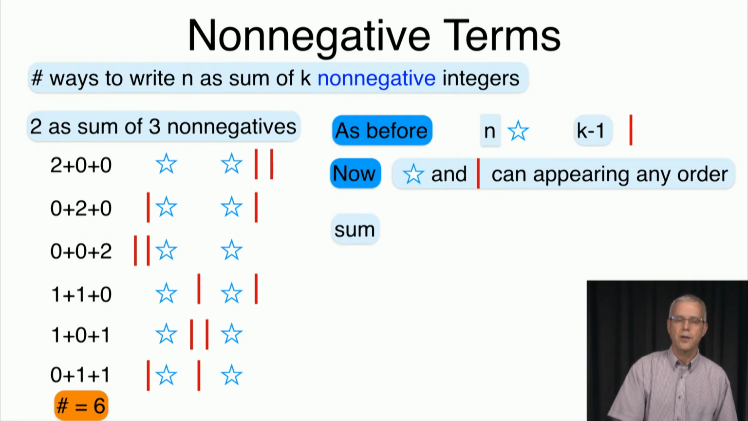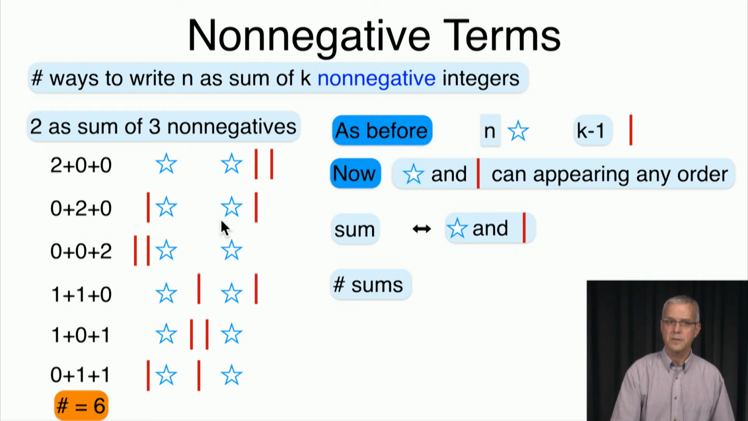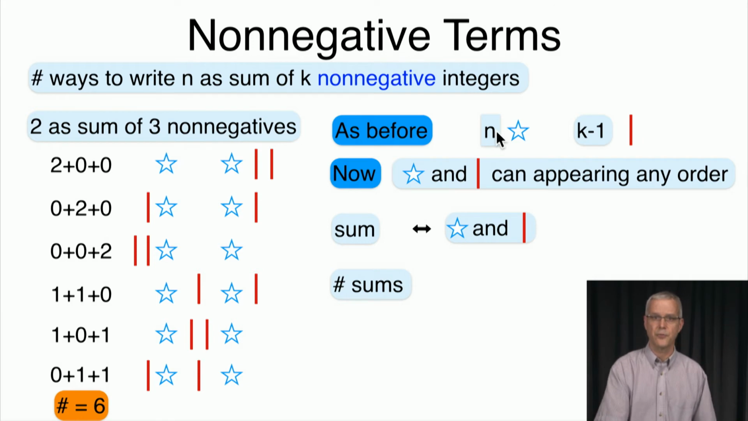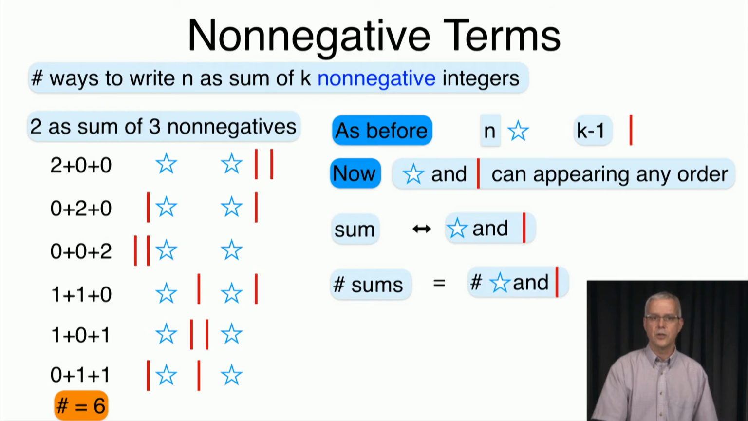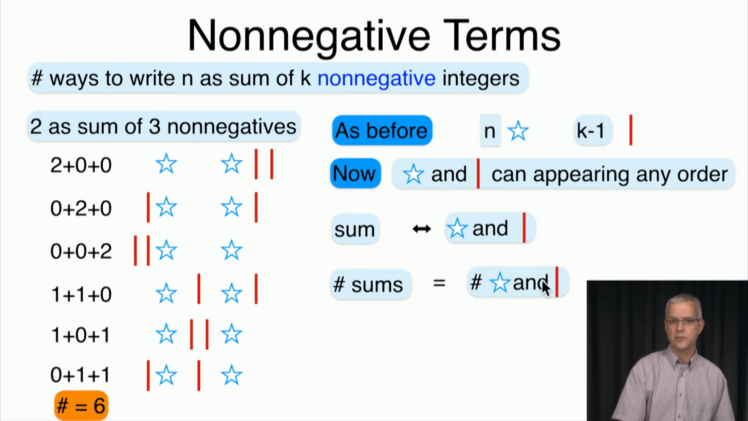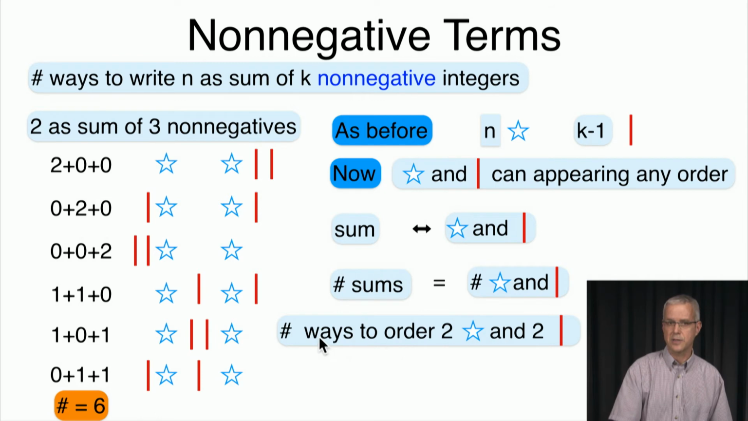Okay, so therefore we see that every sum corresponds in a one-to-one way. There's a one-to-one mapping between a sum here on the left and an arrangement of stars and bars. So the number of sums that we have is going to be the number of arrangements of stars and bars, and more precisely the number of arrangements in this case of 2 stars and 2 bars. We're interested in the number of ways to write 2 stars and 2 bars in this case.